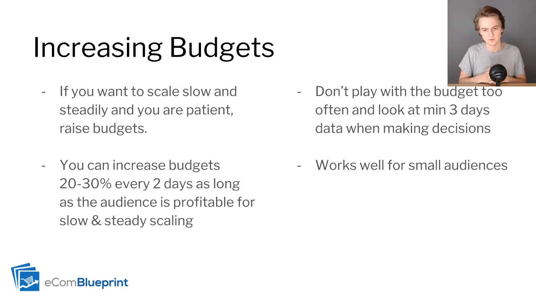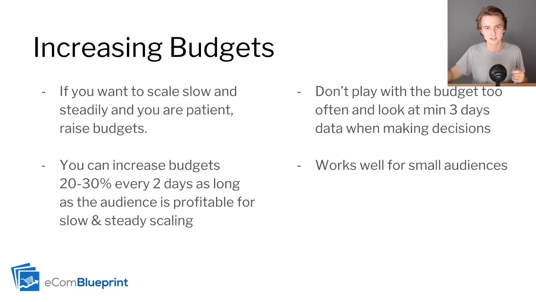And when you're doing this, you don't want to play with the budget too often. Like, if you increase the budget and then the next day the performance drops a bit, don't panic, just let it run for another day, and then based on those 2 days, you can make a decision. And when you're looking at the data, look at least at 3 days of data when you're making these decisions, so that you don't make decisions based on just like 1 day. Look at least at a few days, so that you can actually get a good picture of what results that ad set is bringing you, right?